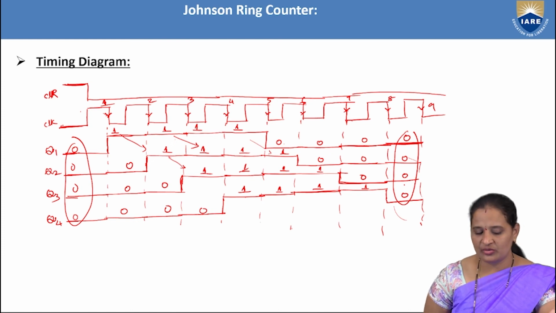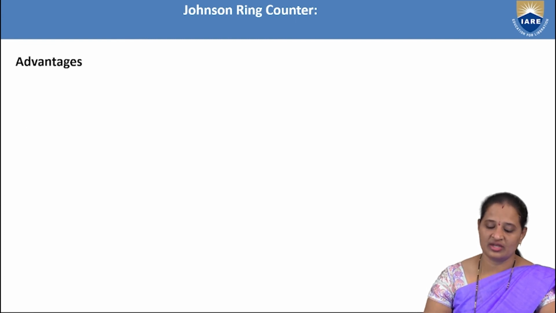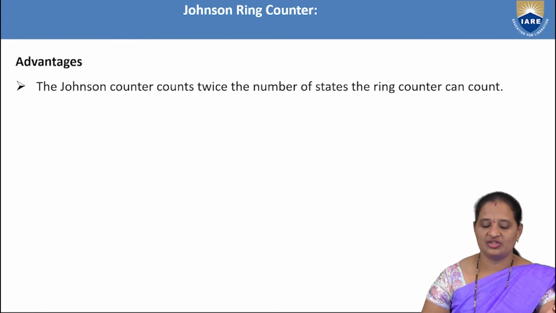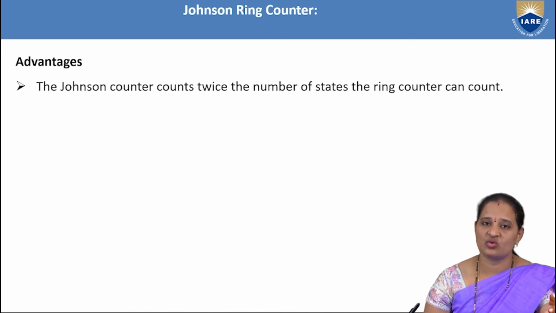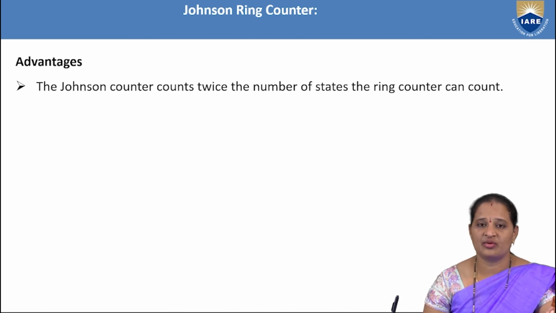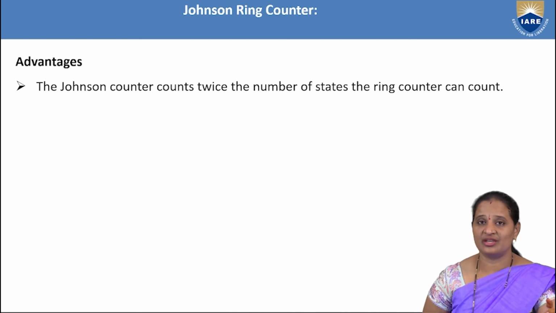So now coming to the advantages and disadvantages of Johnson ring counter. Coming to the advantages, the ring counter can count only 4 pulses, or it can undergo only 4 states, whereas the Johnson counter can count twice the number of states of a ring counter. That means the number of states possible in Johnson ring counter is twice the number of states of a ring counter. That is the advantage here.